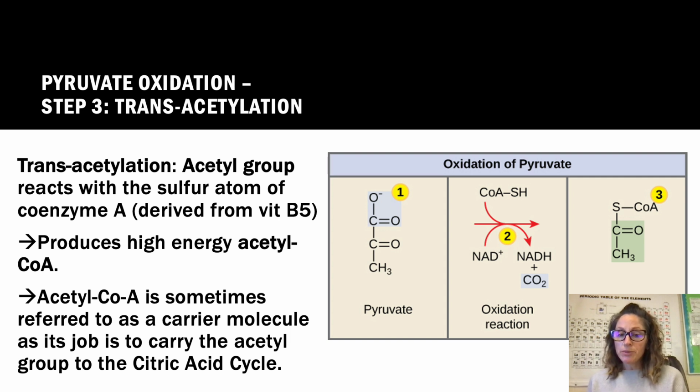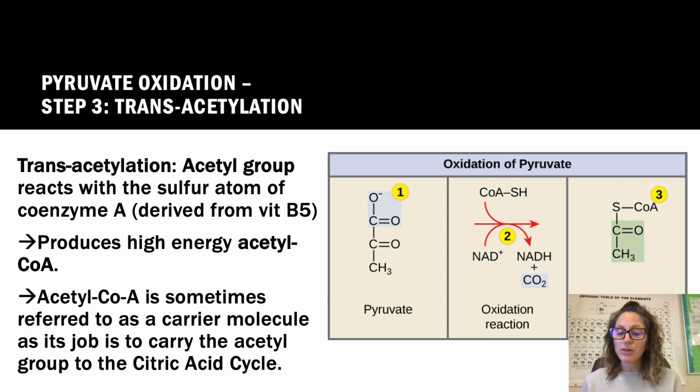The third reaction is called transacetylation. This is where that two carbon group attaches to a coenzyme A molecule. So this is a large molecule, and it has a sulfur atom attached to it. And that two carbon molecule is going to attach to that sulfur atom of the CoA. The coenzyme A is derived from vitamin B5, so just one reason why it's important to be consuming all of our healthy produce, vegetables, to be getting all of our important vitamins.